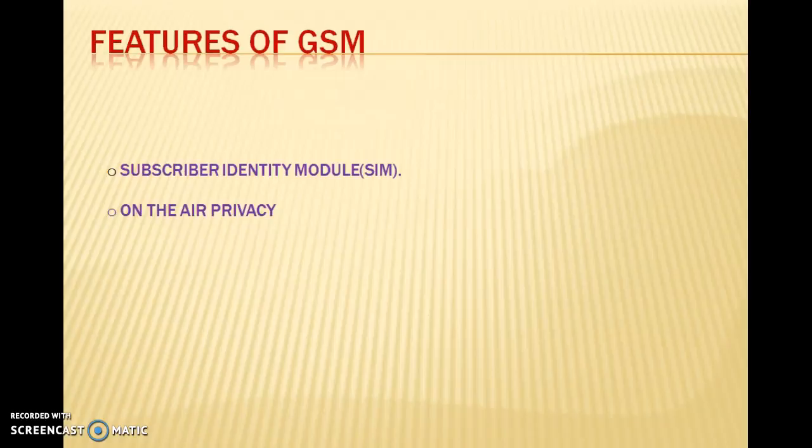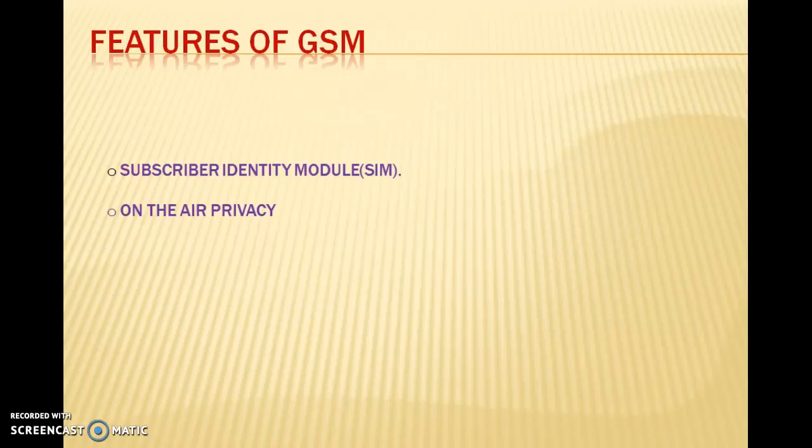How does it give this? The privacy is made possible by encrypting the digital bit stream sent by the GSM transmitter according to a specific secret cryptographic key that is known to a cellular carrier.